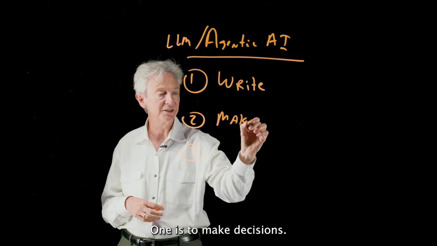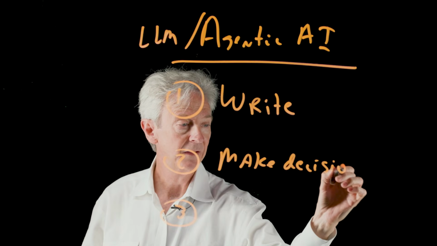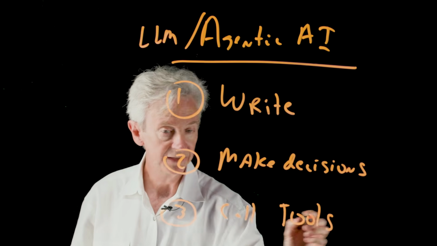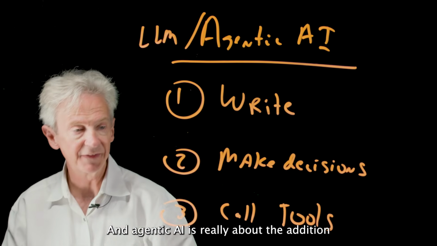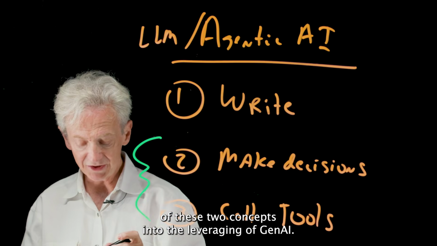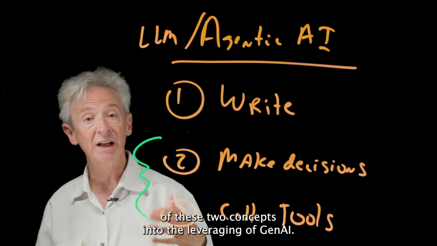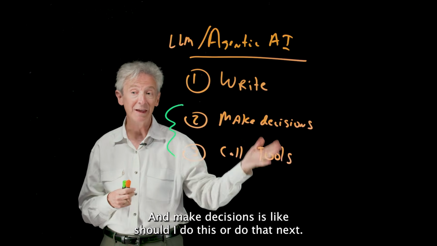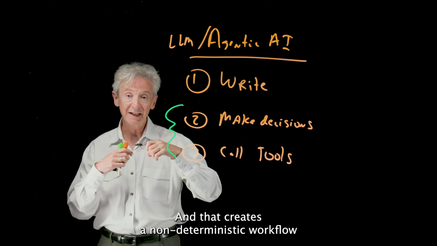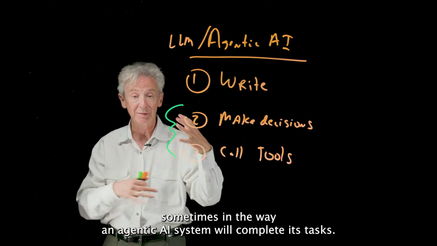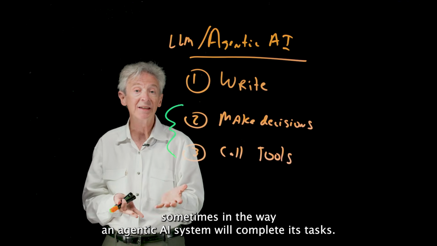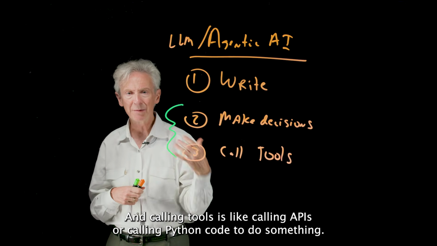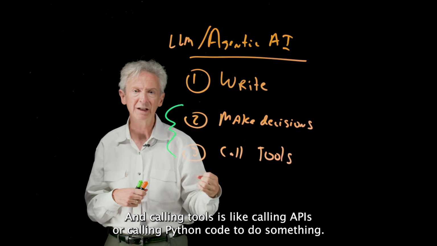One is to make decisions, and lastly is to call tools. And agentic AI is really about the addition of these two concepts into the leveraging of Gen AI. And make decisions is like, should I do this or do that next? And that creates a non-deterministic workflow sometimes in the way an agentic AI system will complete its tasks. And calling tools is like calling APIs or calling Python code to do something.